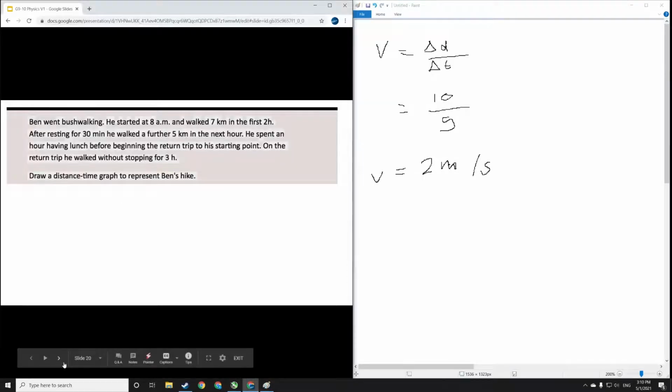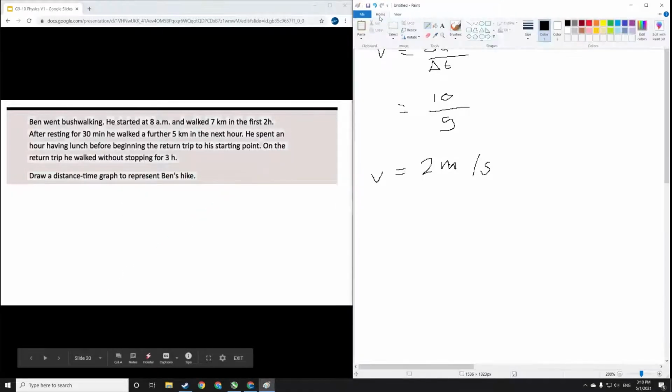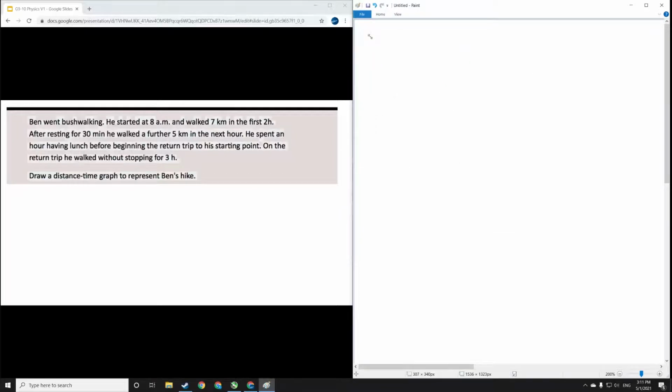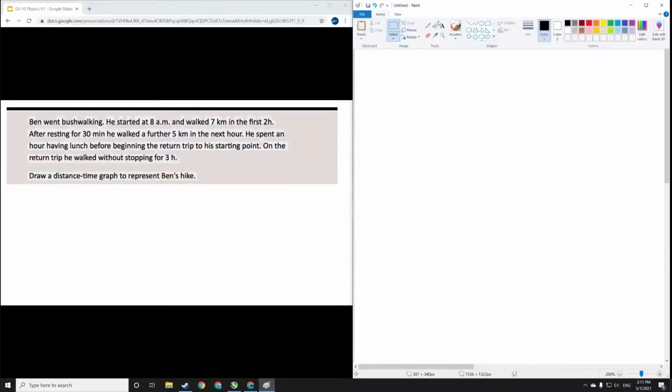Let's move to the next one. This is a word problem. Ben went bushwalking. He started at 8 a.m. and walked 7 kilometers in the first 2 hours. After resting for 30 minutes, he walked another 5 kilometers in the next hour. He spent another hour, and so on. And we want to draw a graph to represent Ben's hike.